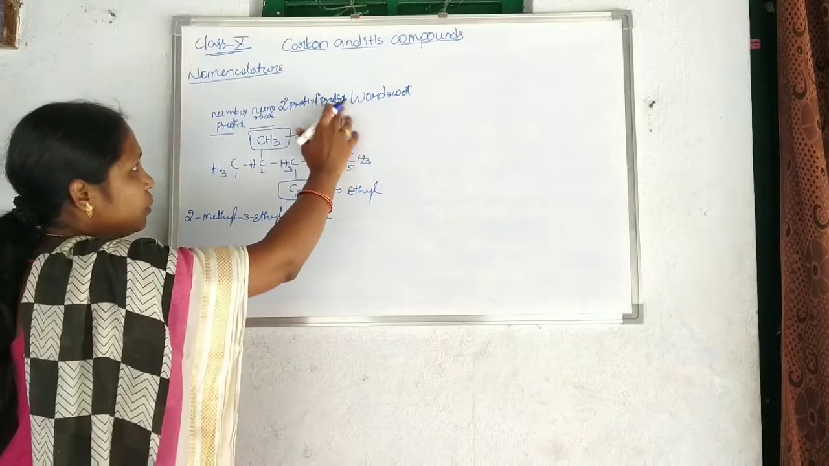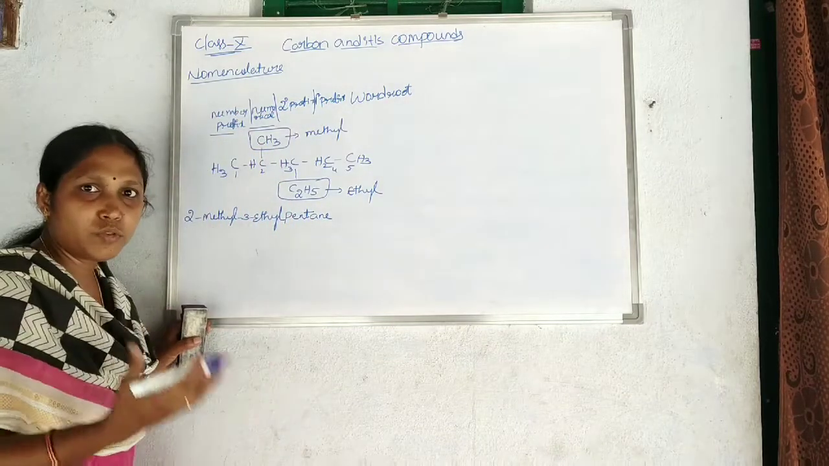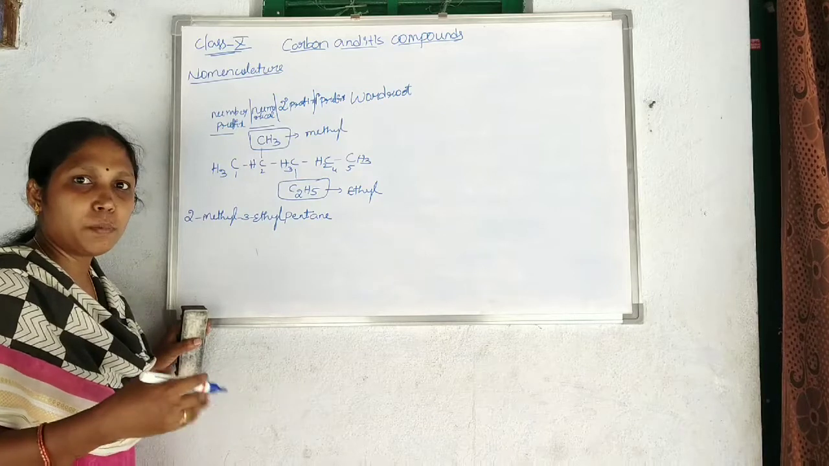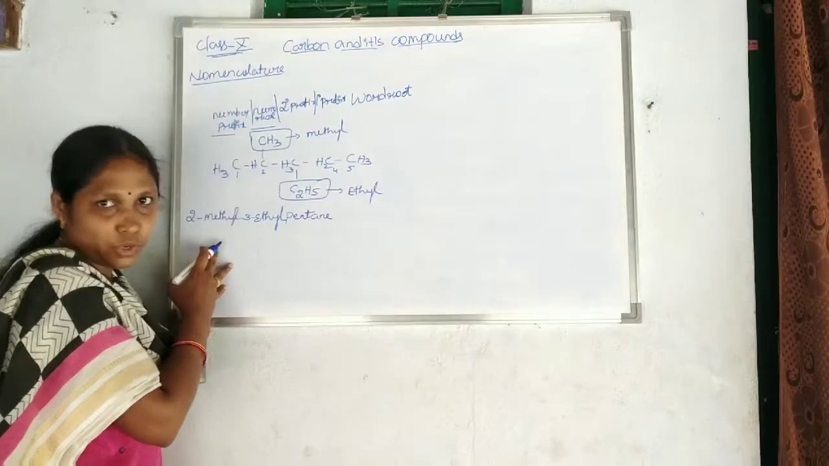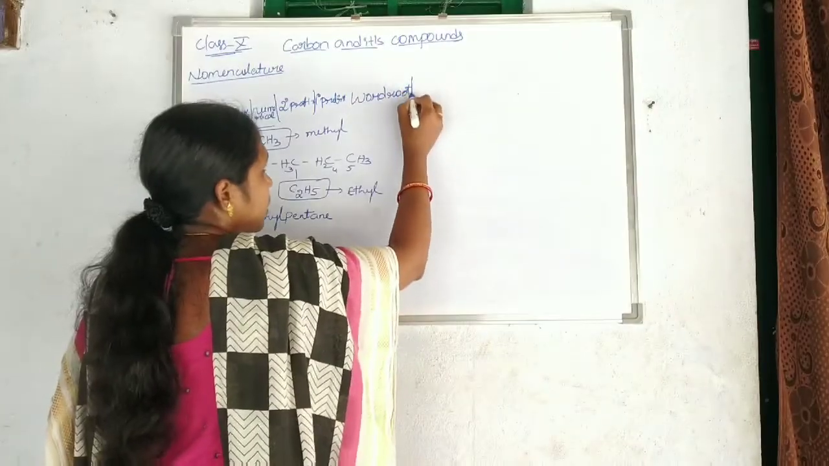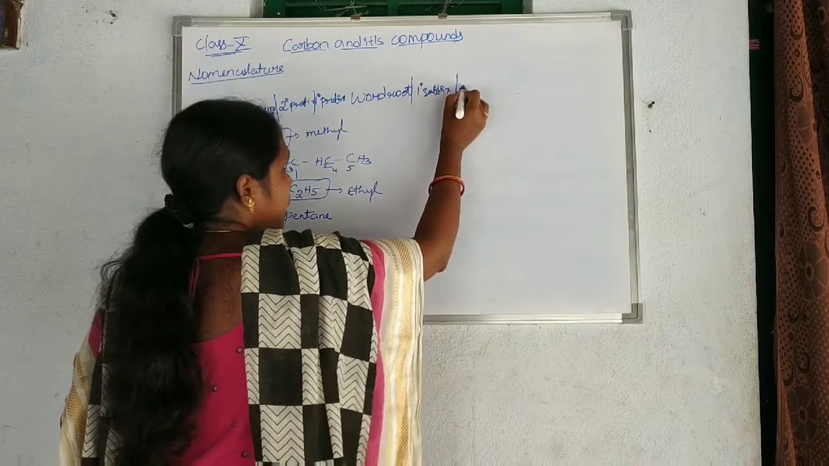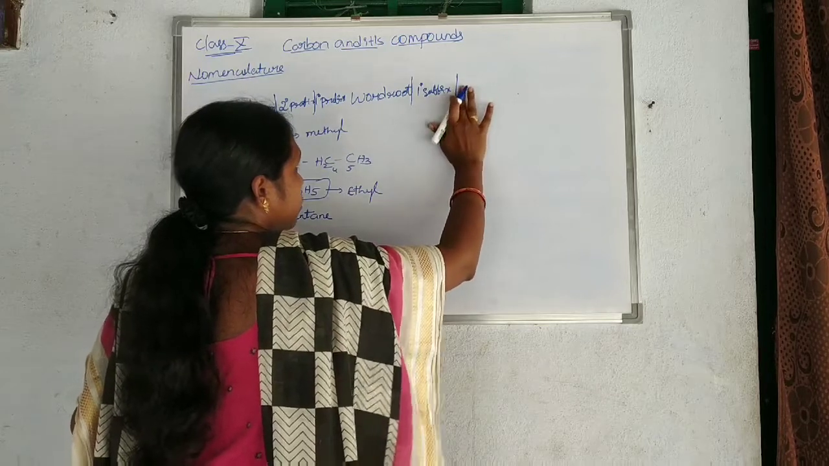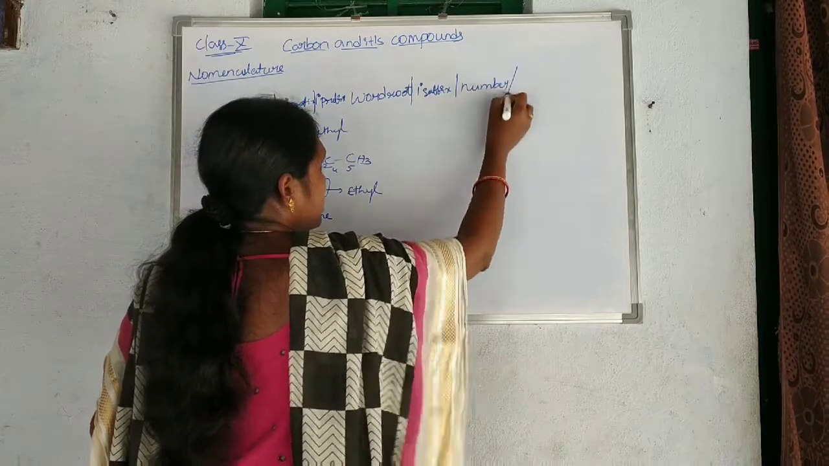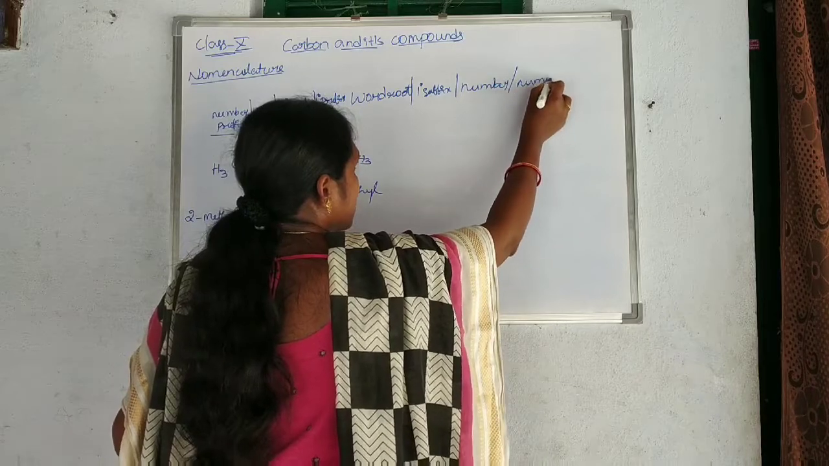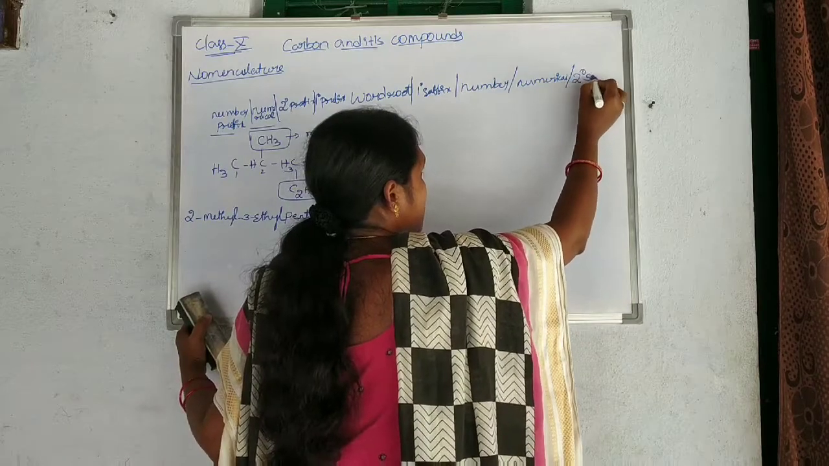What we said: root word, primary prefix, secondary prefix, numerical prefix, number prefix. If more than one substituent is there, the number and numerical prefix will be repeated before the root word. And go to the suffix. After a root word, indicate a primary suffix. After that, indicate the number suffix. After that, the numerical suffix. After that, indicate the secondary suffix.